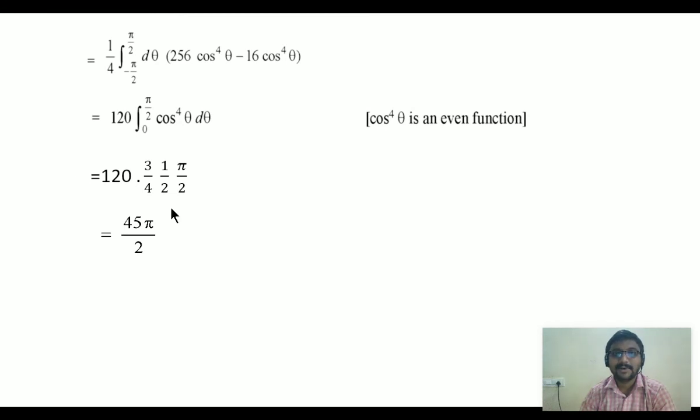So that is about applications of double integrals. Using double integrals, we will find areas for both the curves, that is Cartesian curves and polar curves.